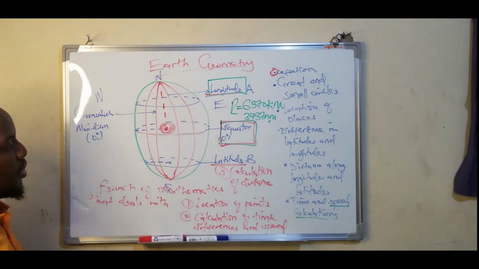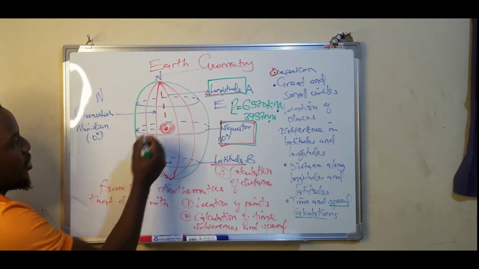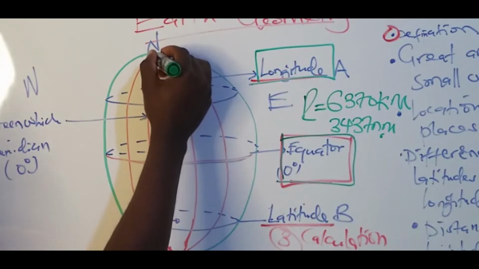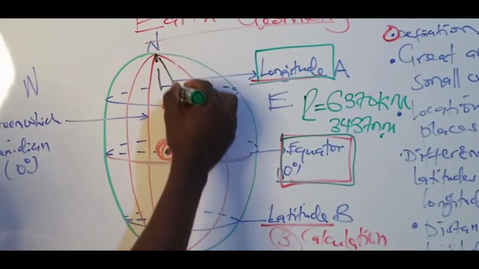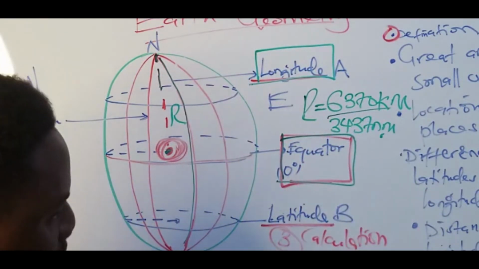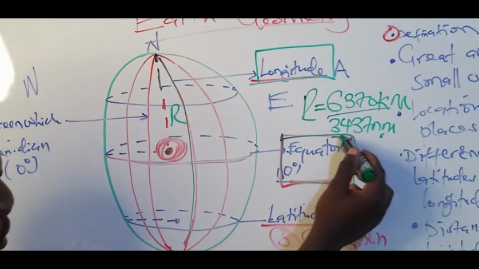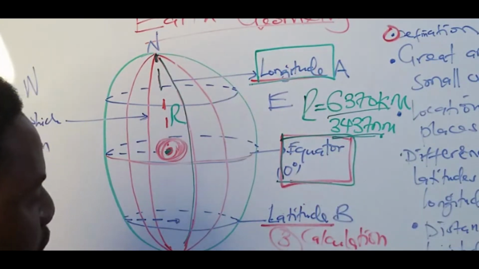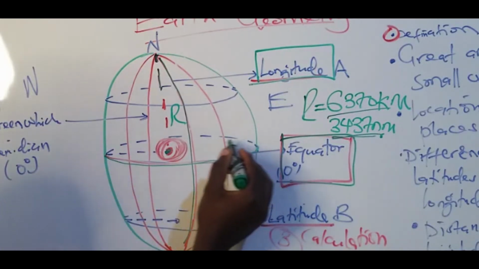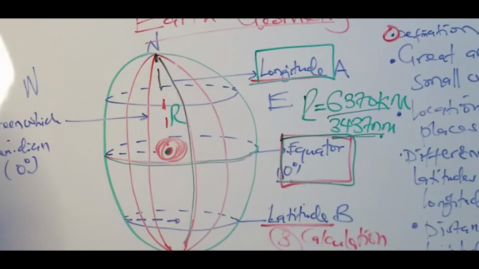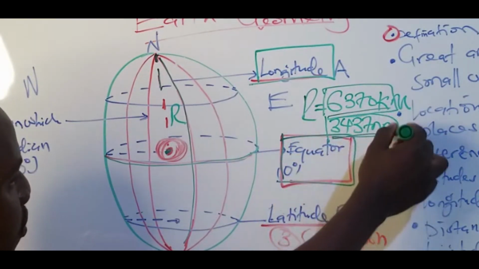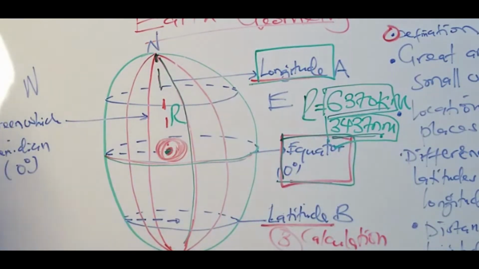So this means that this radius from the center to the end of this longitude is the same as 6,370 kilometers as well as 3,437 nautical miles. In addition, this is also the same for the equator. The radius will be that of the Earth's radius, which are shown here.